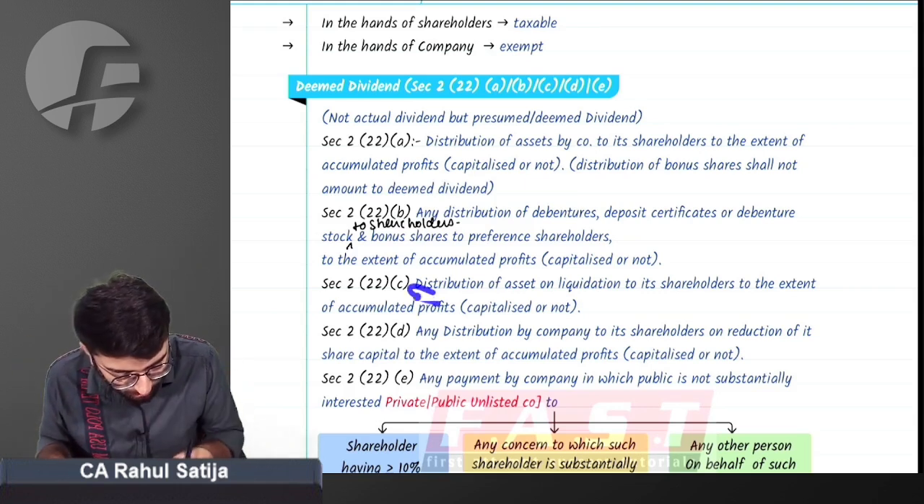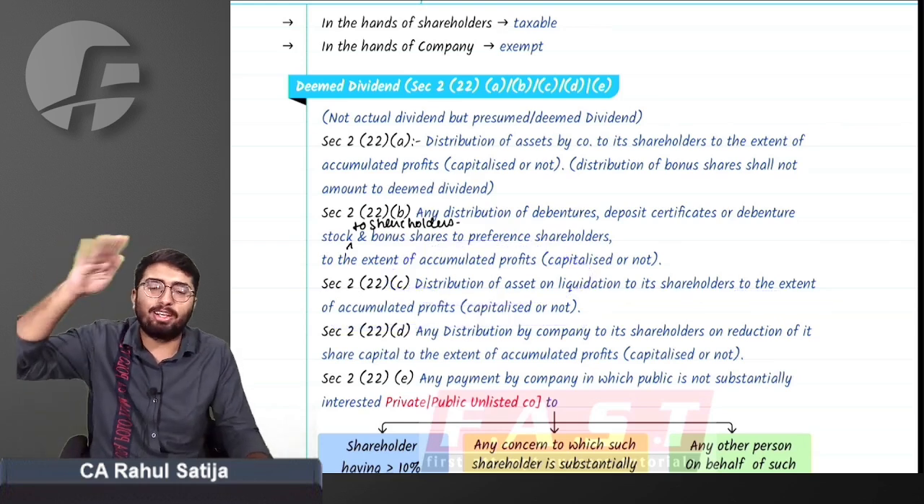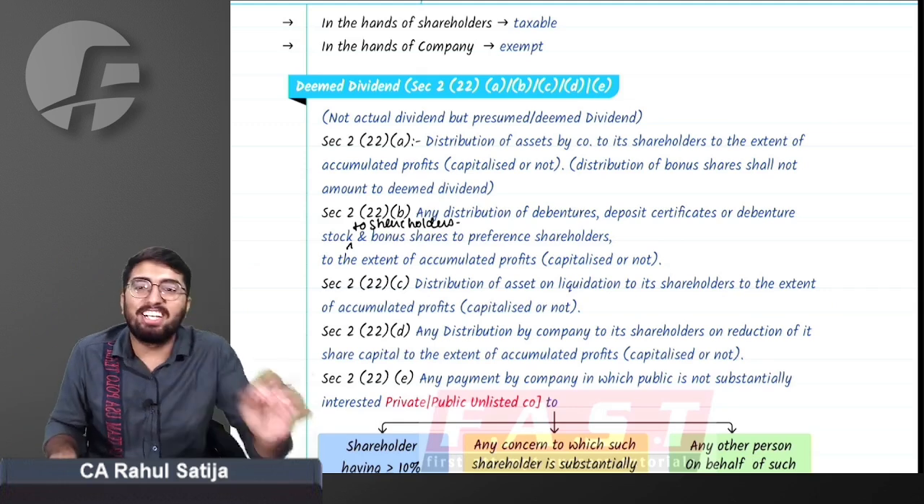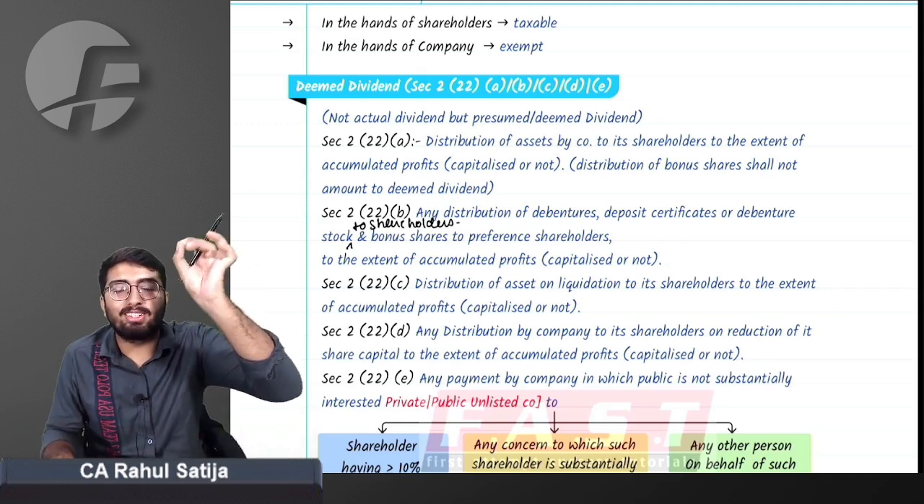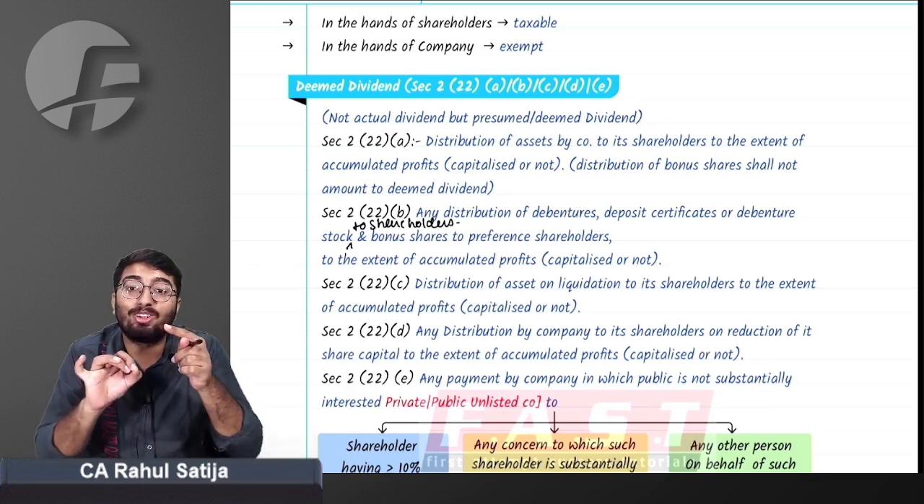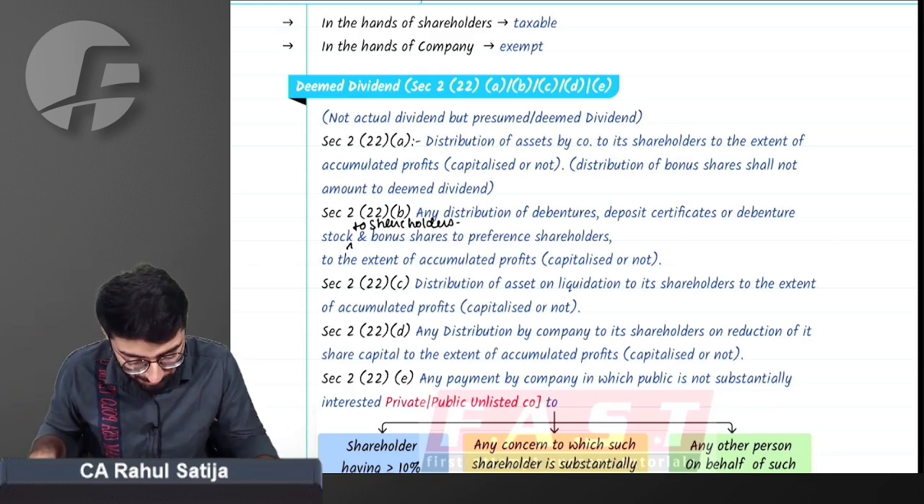Sir, what about distribution of assets on liquidation to its shareholders to the extent of accumulated profits? If at the time of liquidation you want to distribute assets, can you do so? Yes, sir, you can do so. Any distribution to the extent of accumulated profits will be considered as deemed dividend. And beyond that, it will be capital gain taxable, which we have studied in Section 46.